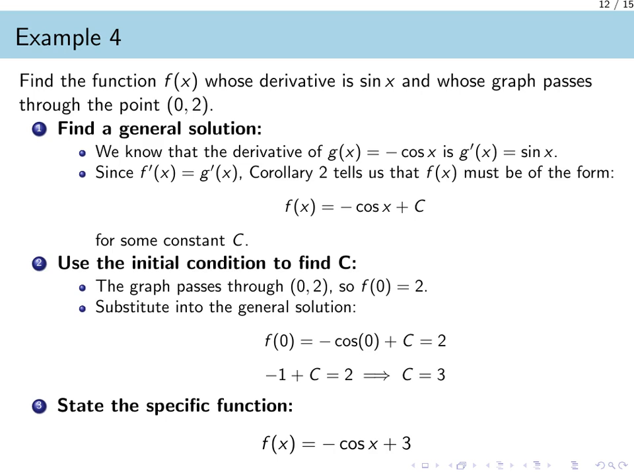To find our specific function, we use the initial condition that the graph passes through the point 0, 2. We set f of 0 equal to 2, which gives us the equation negative cosine of 0 plus c equals 2. Since cosine of 0 is 1, this simplifies to negative 1 plus c equals 2, which means the constant c must be 3. Therefore, the unique function that satisfies both conditions is f of x equals negative cosine of x plus 3. Knowing the derivative gives a family of curves, but one point pins down the specific curve.